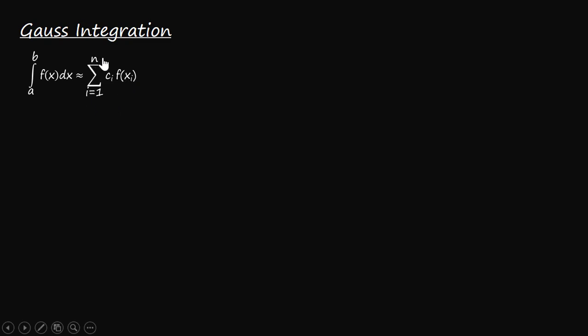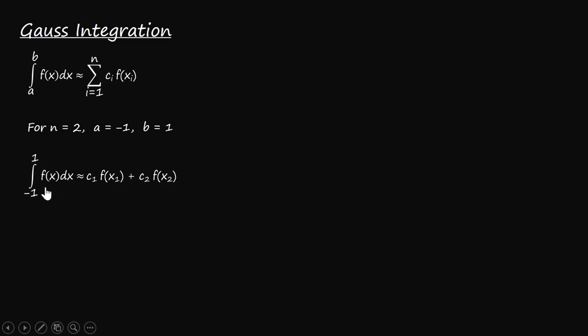For n equals 2, we can define this expression as c1 f of x1 plus c2 f of x2. For n equals 3, we can define this expression as c1 f of x1 plus c2 f of x2 plus c3 f of x3. Similarly, we can define it for higher values of n. Generally, Gaussian integration is for the interval from -1 to 1.